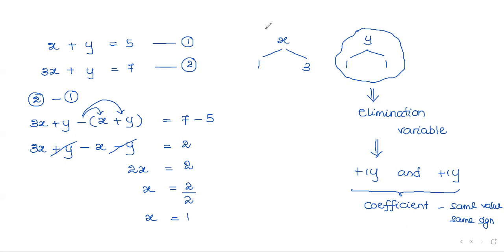After numbering the equations, we check the coefficient of each variable. Here the variable x has 1x and 3x, therefore the coefficients are 1 and 3. The y has 1y and 1y, therefore the coefficients are 1 and 1. Then I realize that y has the same coefficient value.